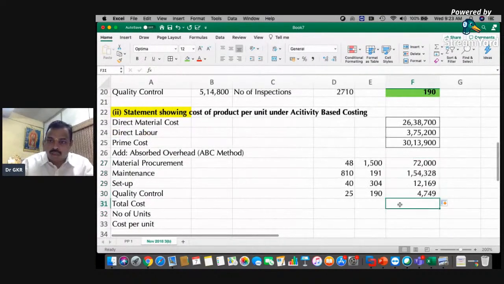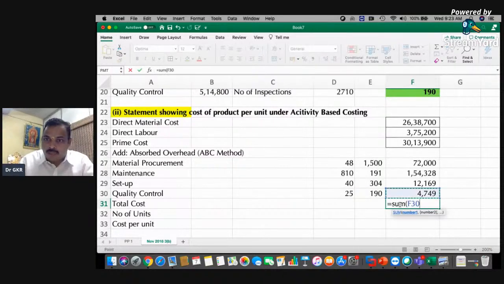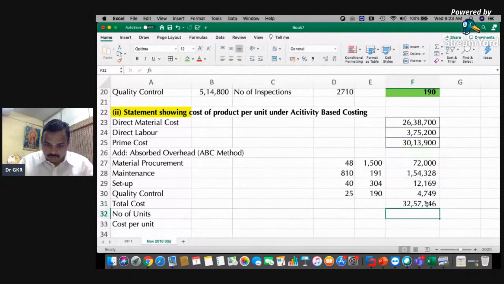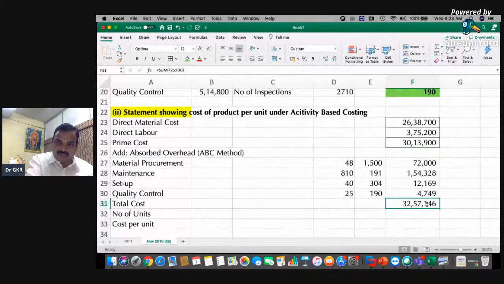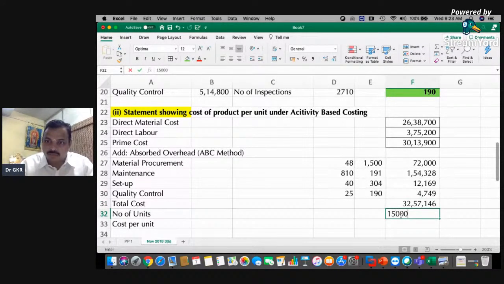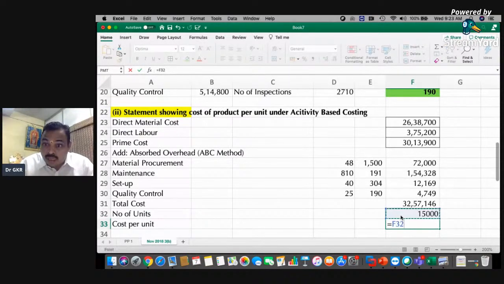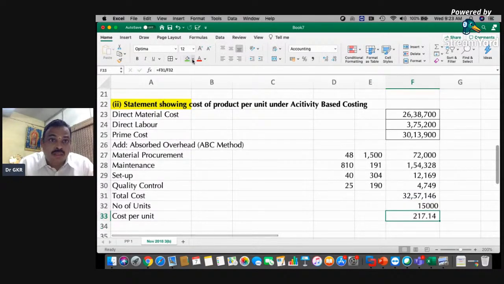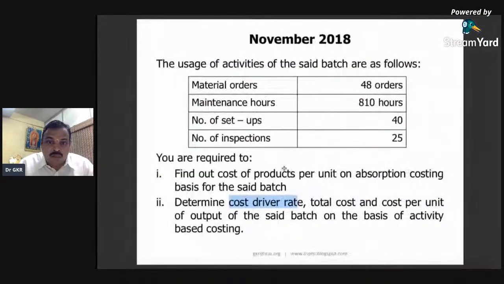So what is your total cost? Your prime cost plus all. So it is 32,57,000. I repeat, it is 32,57,140. So number of units is same, 15,000. Cost per unit is 32,57,000 divided by this. 217, very important. Now look at your question.